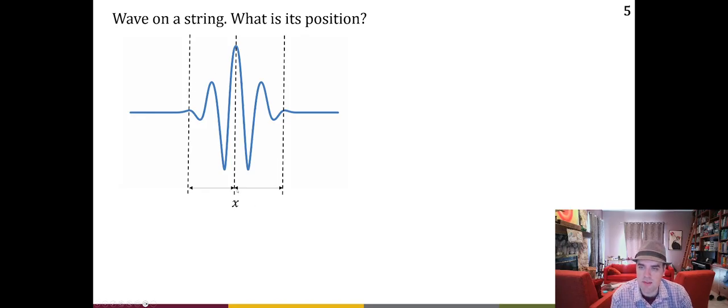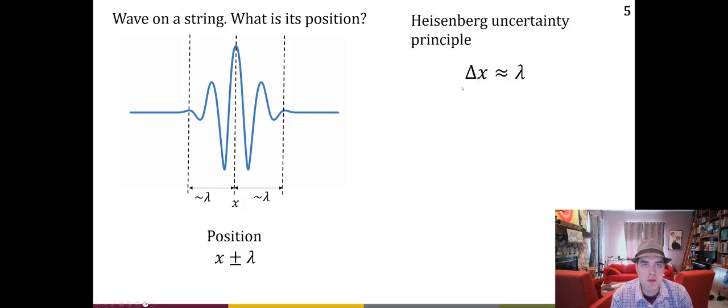It turns out that this space here is approximately the wavelength of a particle. And so the position is some kind of x position, some kind of center position, plus or minus its wavelength. And so this is what's called the Heisenberg uncertainty principle, where the uncertainty, or the range that a particle could be in, is approximately the wavelength of that particle.